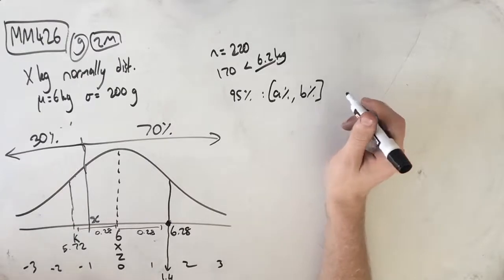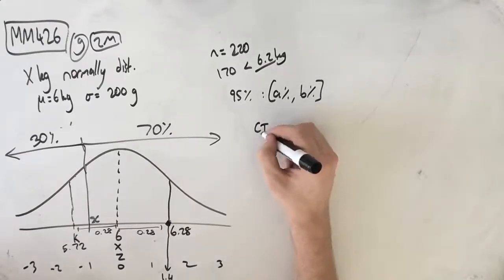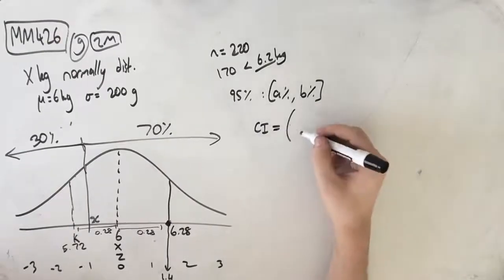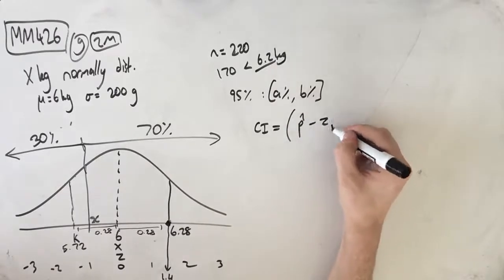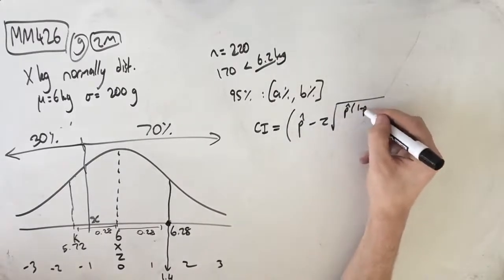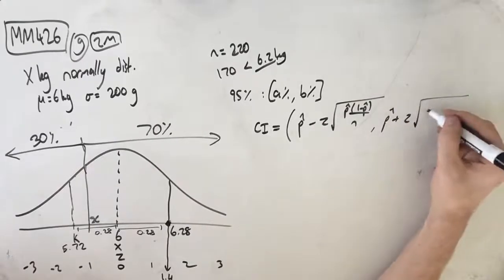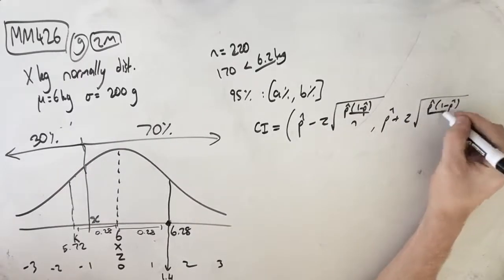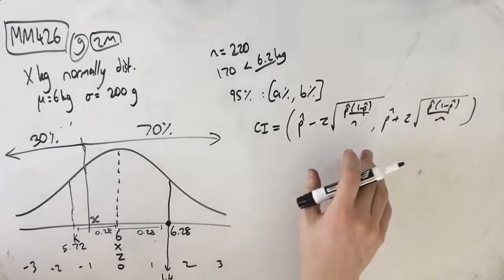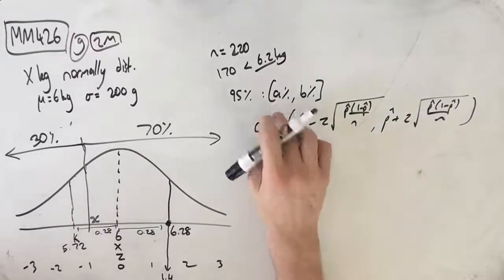All right, awesome. So in order to find a confidence interval, we have to use our confidence interval formula, which is p hat minus z times the square root of p hat times 1 minus p hat over n, to p hat plus z times the square root of p hat times 1 minus p hat over n. Awesome. And now we just need to sub our values in to get our confidence interval.